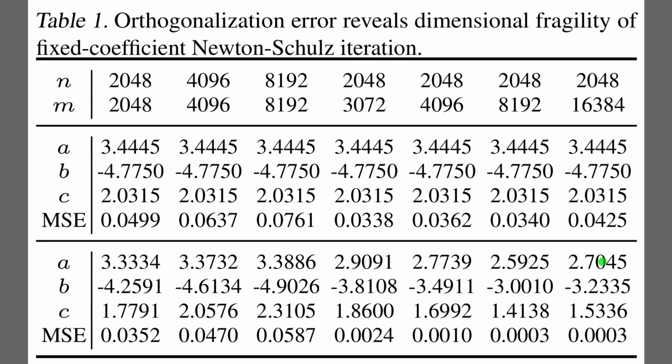Alright, the previous segment described what Root tries to achieve. Table 1 now quantifies why the older Newton-Schulz setup is fragile. The top block uses one fixed set of coefficients, and the mean squared error jumps a lot as the matrix shape changes, with square matrices staying particularly bad. The bottom block tunes coefficients per shape, which sharply lowers those errors and makes orthogonalization much more consistent across layers.